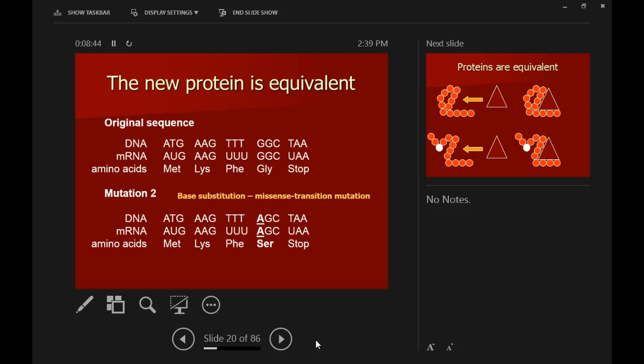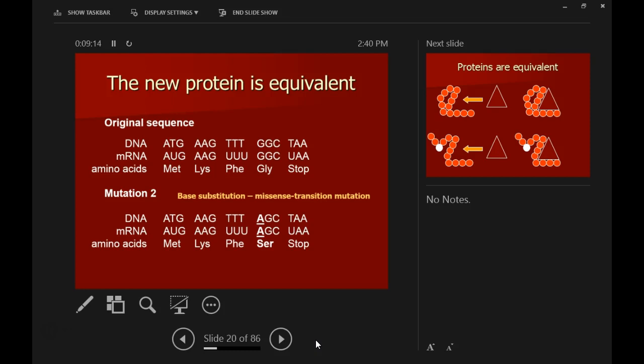Purines have two rings. Now the important thing is to take a look at the effect on the protein. Sometimes we can get a change in the amino acid sequence and the conformation of the protein stays exactly the same, or it works just as well. It's equivalent. And let's say that's what happened with this one.